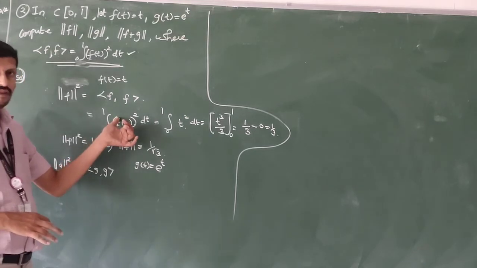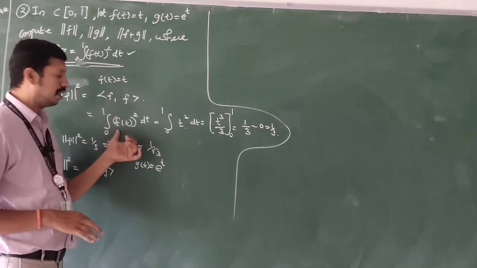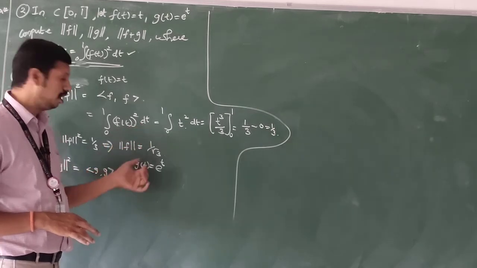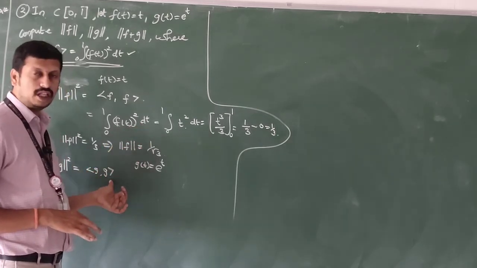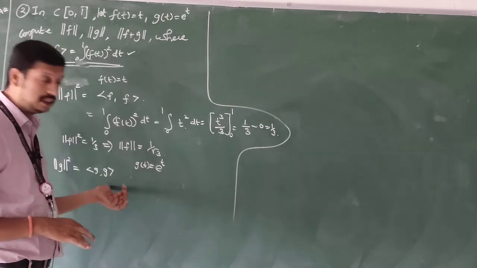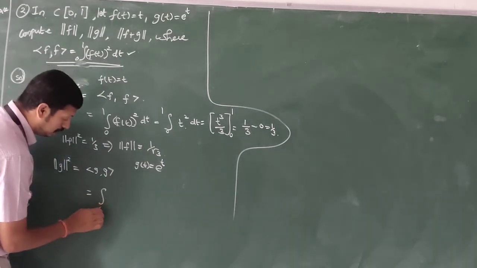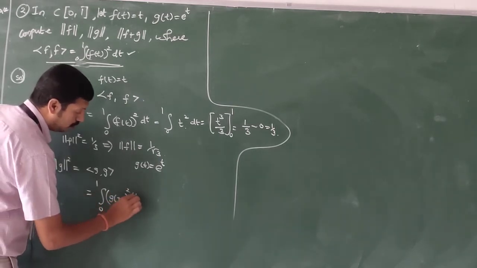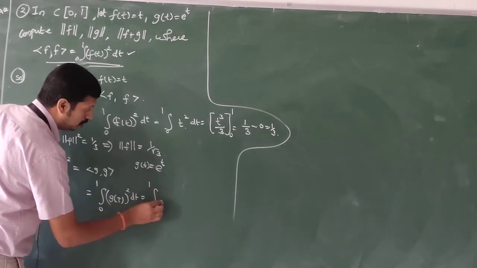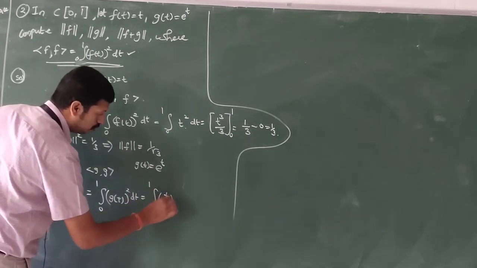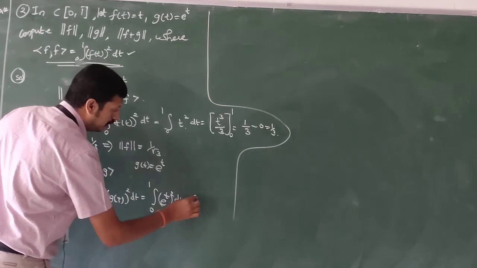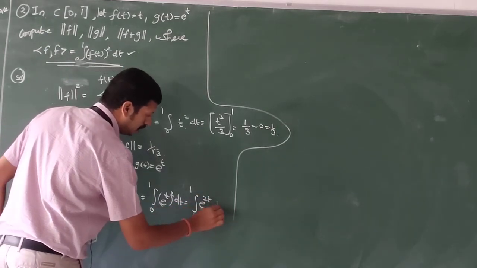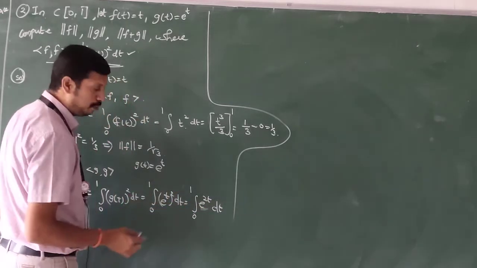So f comma f can be written as integral 0 to 1 f of t the whole square into dt. So g comma g can be written as integral 0 to 1 g of t the whole square into dt. Okay. So that is nothing but integral 0 to 1 g of t is e power t the whole square into dt. So that is nothing but integral 0 to 1 e power 2t into dt. So e power t the whole square can be written as e power 2t, right.